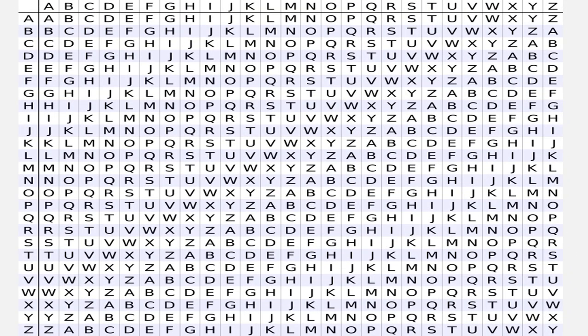Second, in Vigenère cipher, a predefined table is used. The size of the table is 26 by 26. Like if we see A to Z, there are 26 columns, and here A to Z there are 26 rows, so it's a 26 by 26 table.